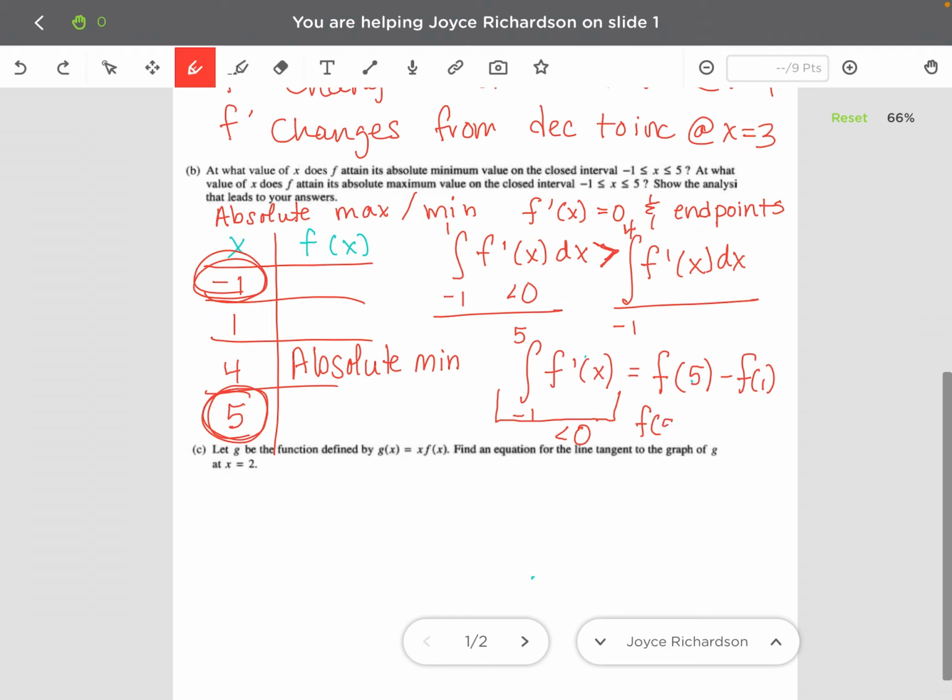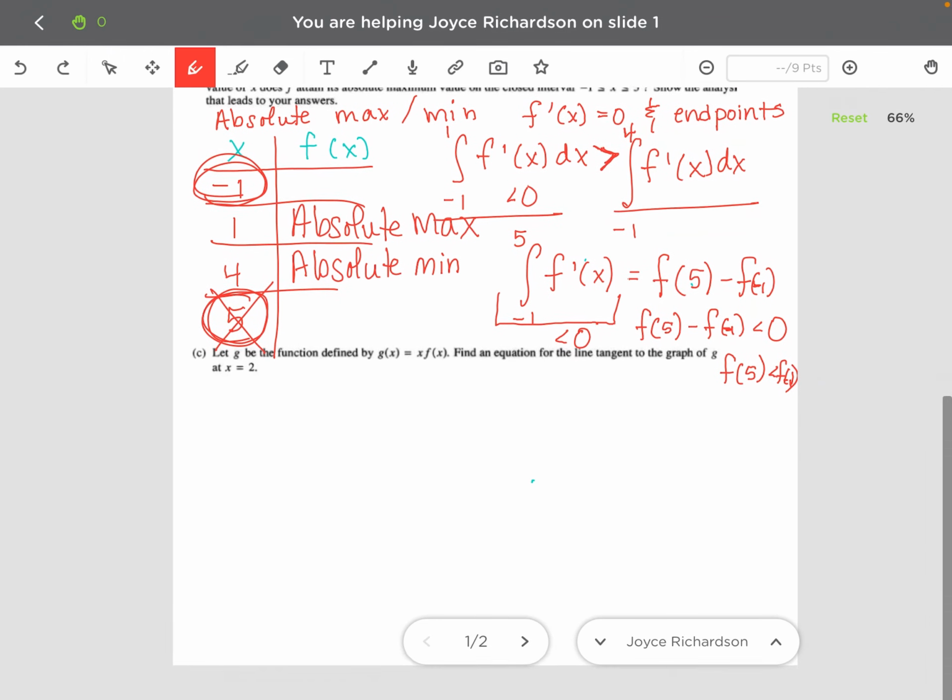So I know that f of 5 minus f of -1 is going to be less than 0. So I know that f of 5 is less than f of -1, which tells me that this isn't my absolute max. My absolute max is here at -1 since it's bigger than f of 5. Okay, so eliminating 5 as your possible maximum was worth a point.